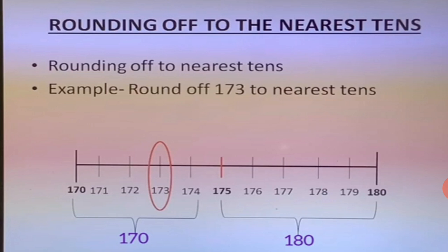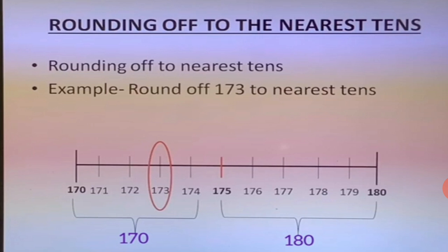Now if we look at 173, it is in between 170 and 174. So this number will be rounded off to 170. The answer of this number is 170. So therefore we will write: 173 will be rounded off to 170 at tens.